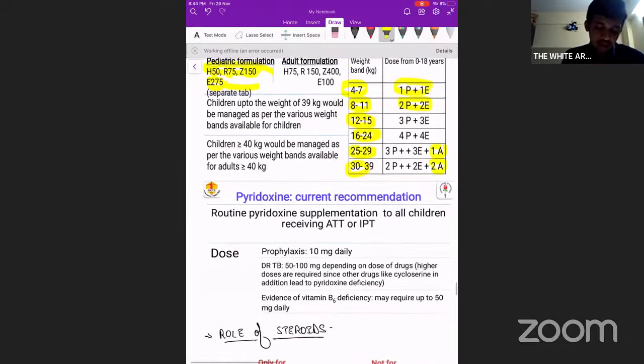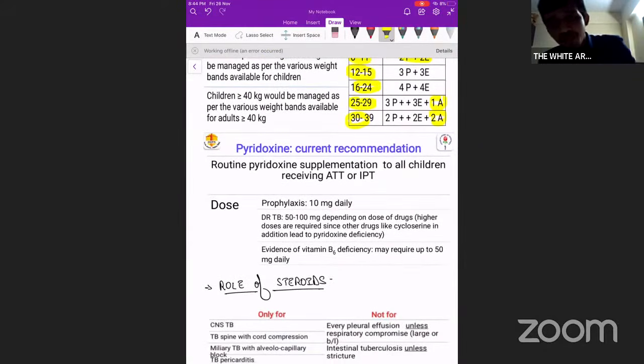Okay, fine. Next important thing is pyridoxine is given for all the children, not like the previous recommendation where it was given only for adults. Pyridoxine is given for all the children at 10 mg dosage until the end of continuation phase. When it comes to drug resistant TB, when we are giving the other higher drugs, then 50 to 100 mg can also be considered.